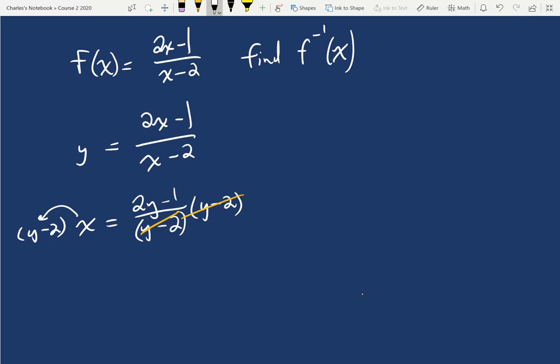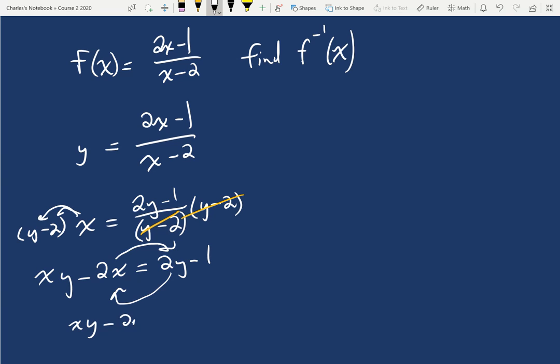And so now, if I do that and then I distribute the x into both these terms, I have xy minus 2x is equal to 2y minus 1. And we know at the end of this problem, we want to have a y equals something, and that something on the right side should have an x term in it. So what I'm going to do now is I'm going to move all my terms that have a y in them to the left side of the equation, and all my terms that don't, I'm going to move to the right side of the equation. So if I do some steps, I'm going to get xy minus 2y is equal to 2x plus 1.